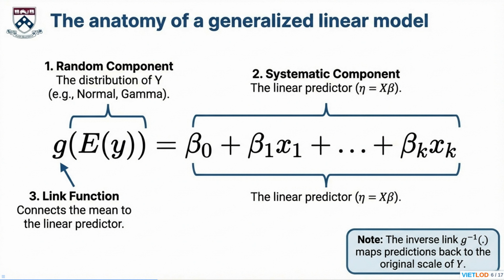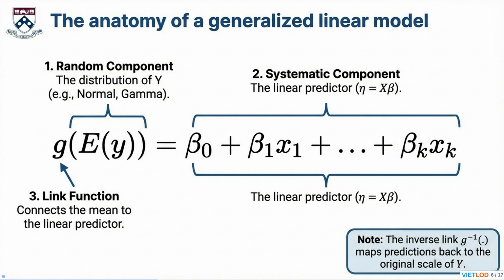A generalized linear model, or GLM, is built upon 3 fundamental components. First, we have the random component, which specifies the probability distribution of our dependent variable, y. Unlike OLS, which assumes normality, GLMs allow for flexible distributions, such as normal for continuous data, gamma for skewed positive data, or binomial for binary outcomes. Next is the systematic component, which should be quite familiar. This is our linear predictor, represented as eta equals x beta, meaning a linear combination of our explanatory variables and their respective coefficients.